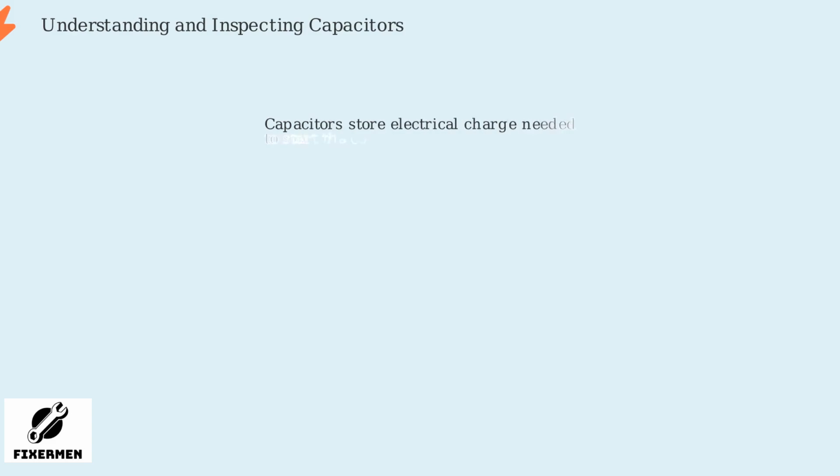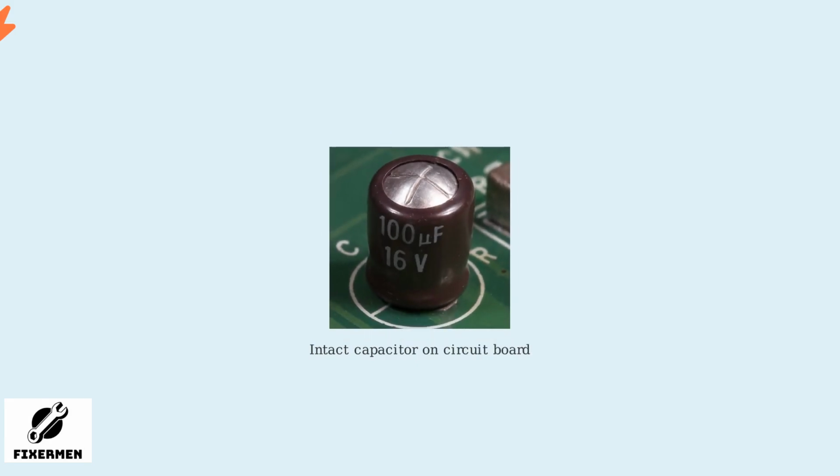Capacitors are essential components in your Rheem AC unit. They store electrical charge needed to start the compressor and fan motors, providing the extra power required for initial operation. This is what a healthy capacitor looks like. It appears as a cylindrical component, often labeled with its capacitance value in microfarads and voltage rating.